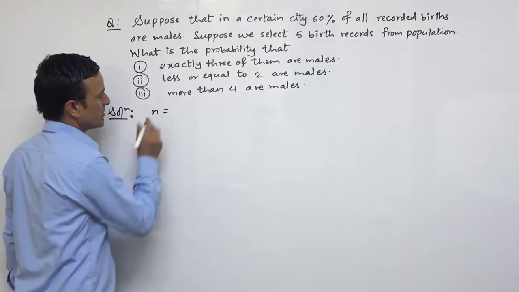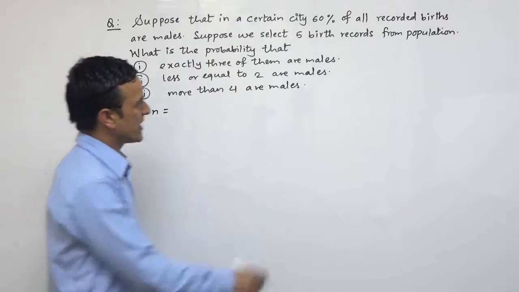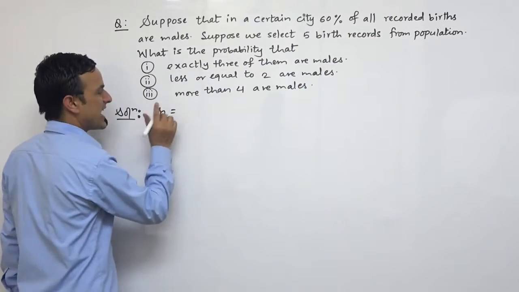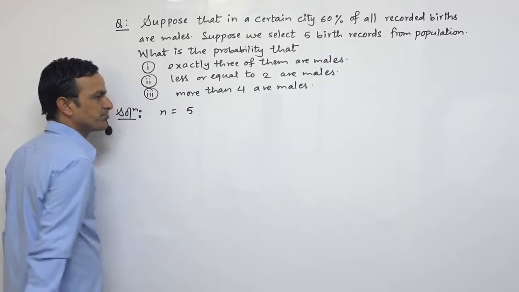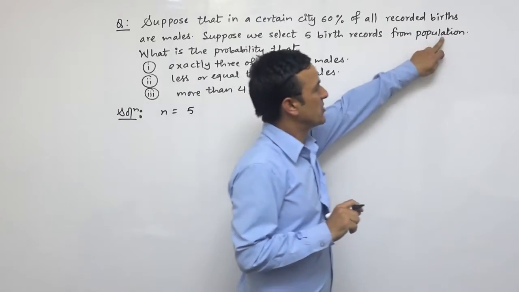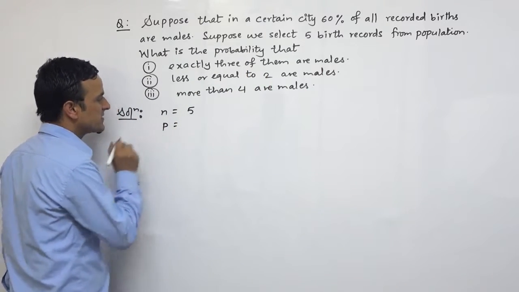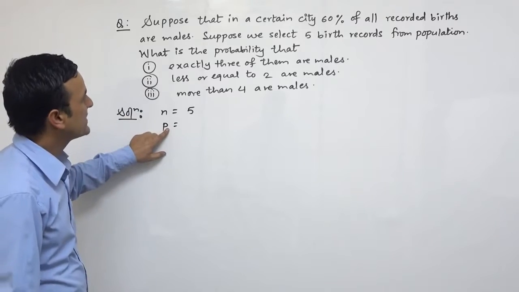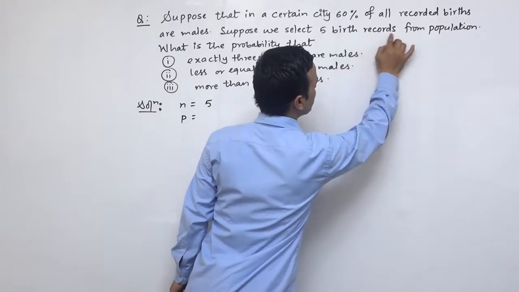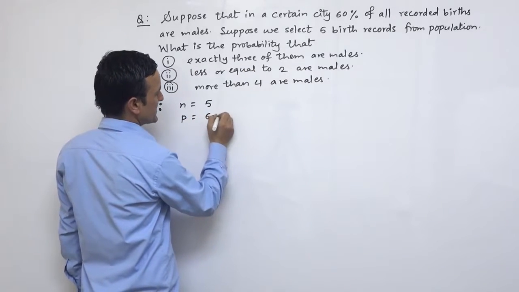So first of all we have to find the number of experiments. We are going to observe 5 birth records, so we can write n is equal to 5. We have a total of 5 birth records from this population. So n is equal to 5, and then we have to find the probability p. n is 5 because there are 5 birth records, and p means 60%.